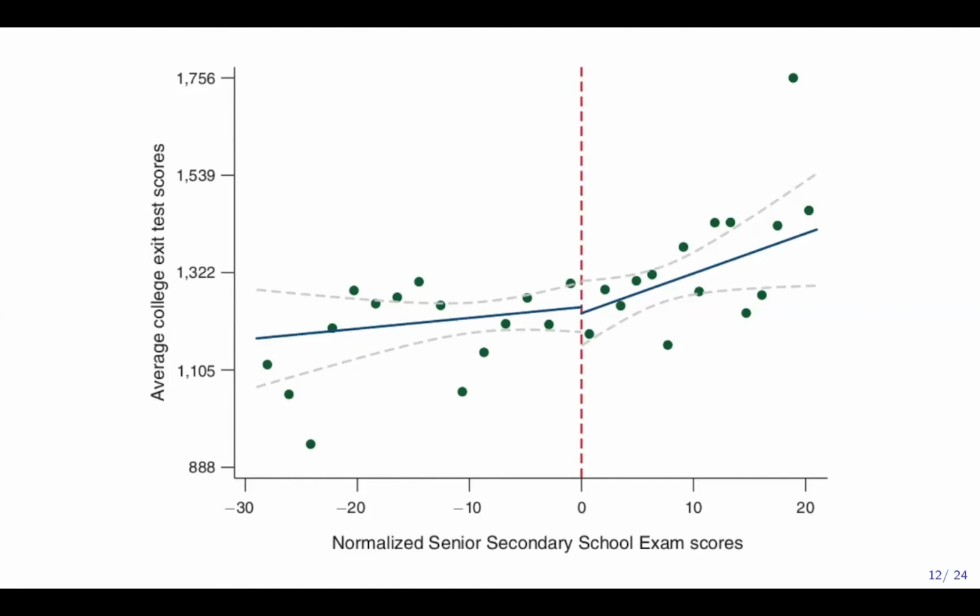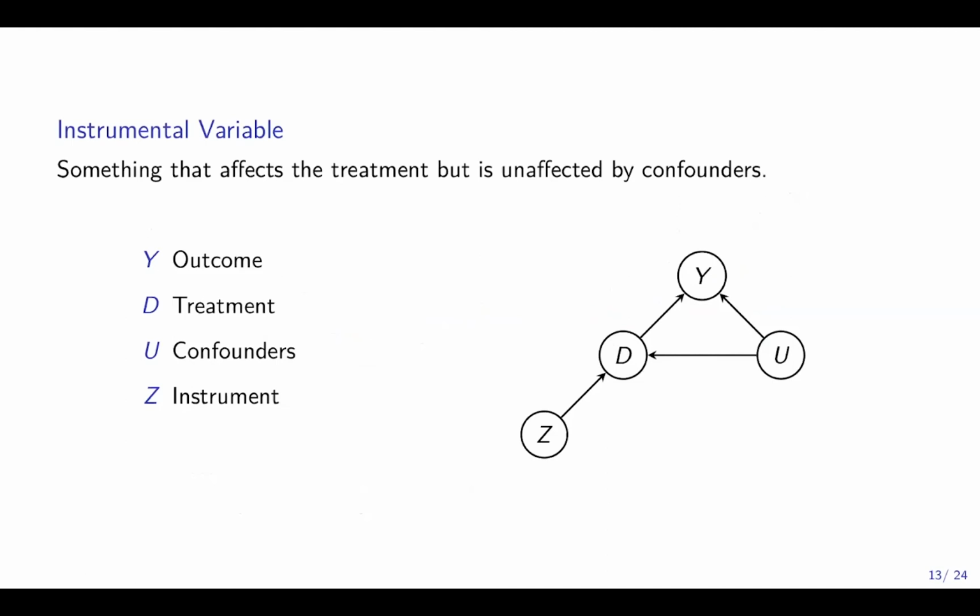Fortunately, there's a related approach that's much more broadly applicable, and it's called the method of instrumental variables. Quite a lot of my research involves instrumental variables, different kinds of problems that they present, and different ways that we can try to use them to answer interesting questions. An instrumental variable, or an instrument for short, is something that affects the treatment D, but is unaffected by any confounders U.